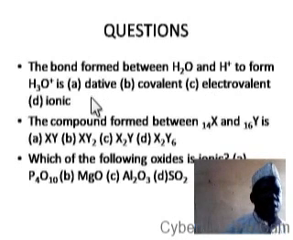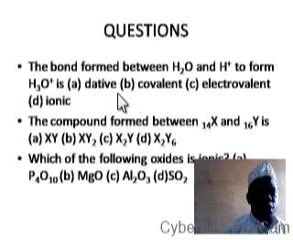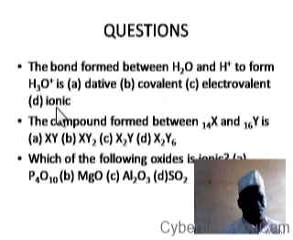So next question. The bond formed between water and hydrogen ion to form hydronium ion is what? It's one of the examples that we gave as dative bond. So it cannot be covalent because it's not between a non-metal and a non-metal. It cannot be electrovalent because it's not between an atom and an atom. It's between a molecule and an ion. And it cannot be ionic. Ionic is another name for electrovalent. So option C and option D are essentially the same.